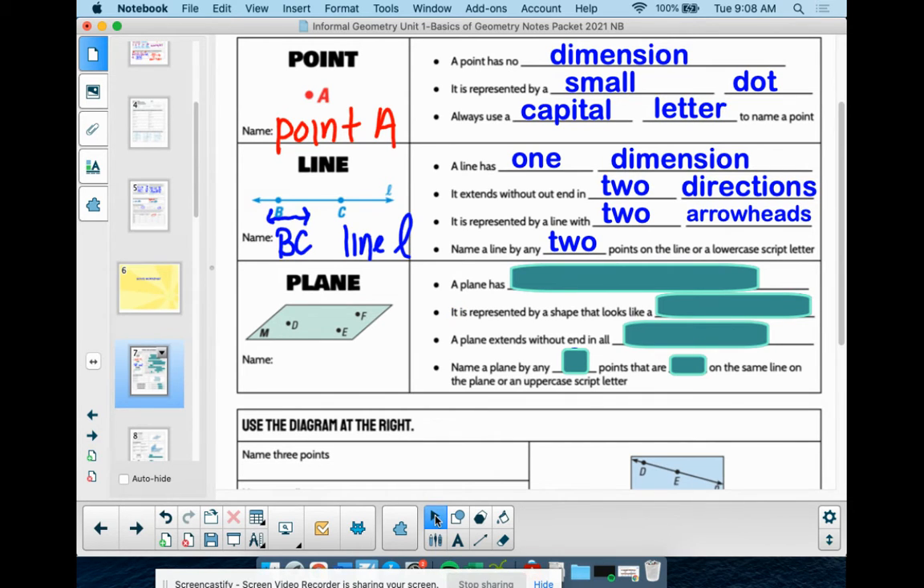Okay, so a point was 1 point. A line had at least 2. Now a plane has 3, okay? So a plane has 2 dimensions. That just means it extends left and right for forever and up and down for forever.